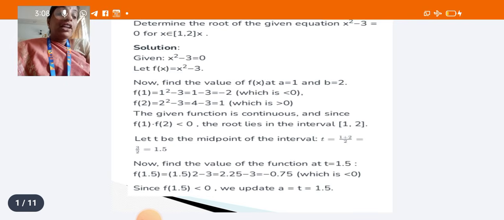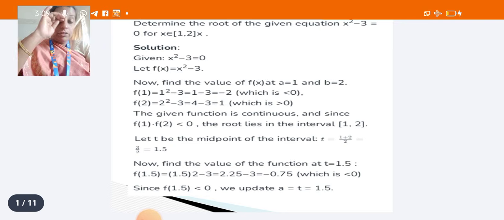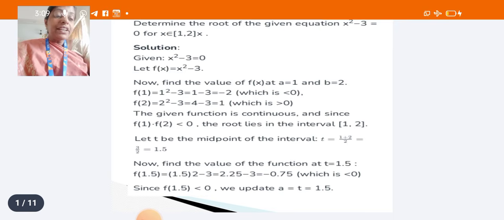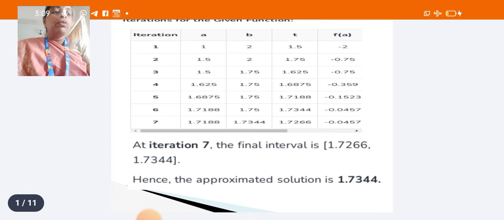Now we find the value of the function at t = 1.5. f(1.5) = 1.5² − 3. If you simplify this, we get −0.75, which is less than 0. Since f(1.5) is less than 0, we update a = t = 1.5.